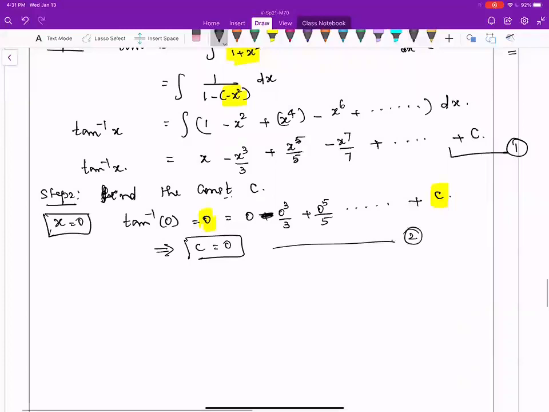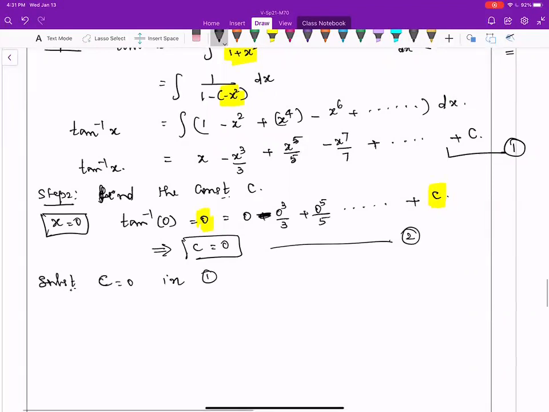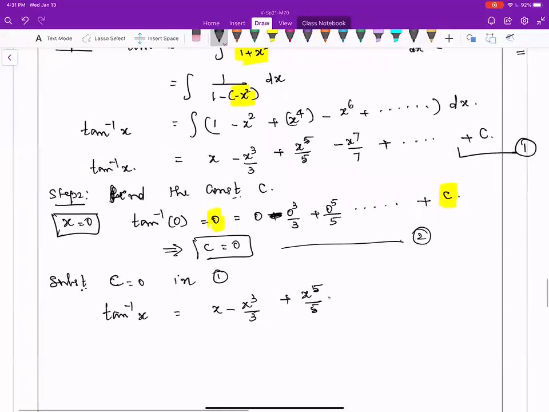Substituting this into 1, we get inverse tan of x equal to x minus x cube over 3 plus x to the power 5 over 5 minus x to the power 7 over 7 and so on.